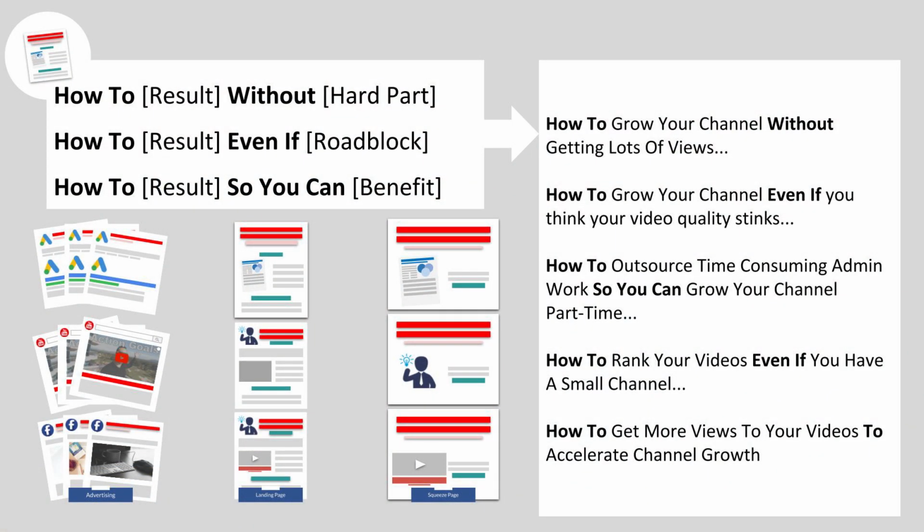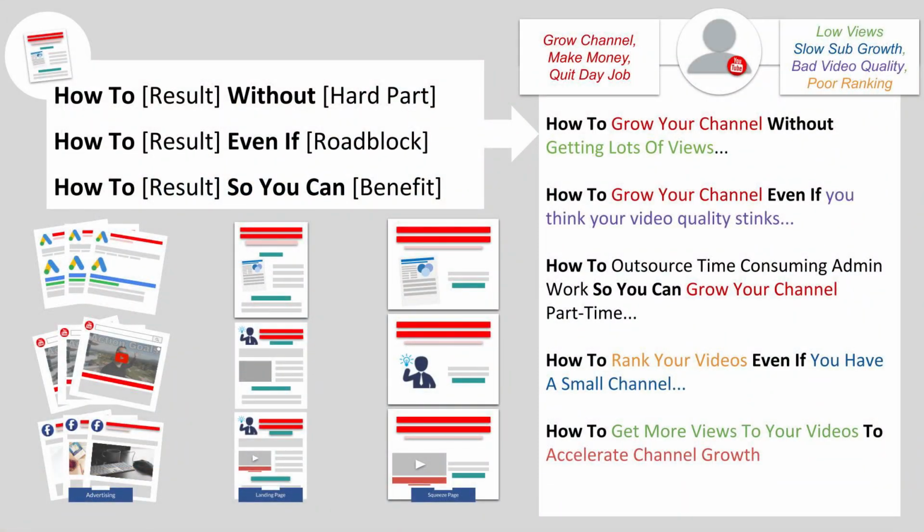So the last example we have here is how to get more views to your videos to accelerate your channel growth. That's pretty straightforward and plain, and it's okay to have a headline like this where you're just talking about results and you're not necessarily talking about roadblocks or problems, although typically we find that when we actually address roadblocks or issues or objections, the conversion rates are a lot better because it shows that you actually understand their situation.